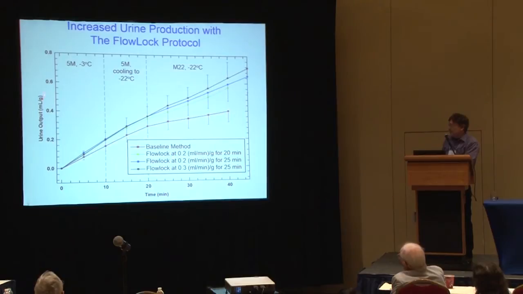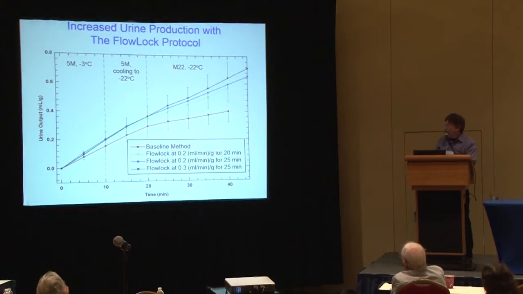In any case, if you look overall at what happens, this is the standard protocol, and this is the total amount of urine passed through the kidney by the end of the M22 perfusion phase. Well, this is actually the whole time course. So the baseline method would put out about 0.4 milliliters per gram of kidney, but with the flow lock method for 20 minutes, it's about 0.6 milliliter per gram per kidney. So that's a 50% increase in the throughput of filtrate through the kidney.